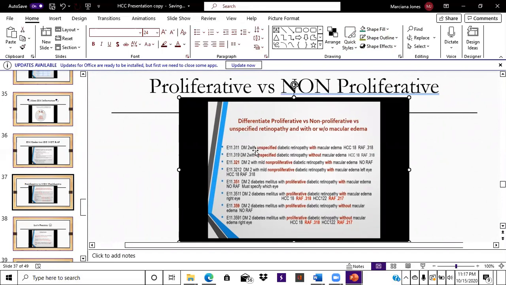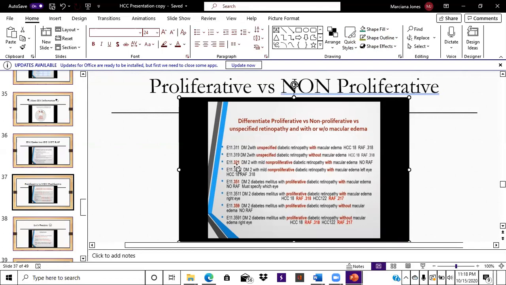E11.311, diabetes 2, unspecified diabetic retinopathy with macular edema. It does RAF. Didn't even have to put which eye. It does RAF. The unspecified does it, but think about it. If you get more specific, there's a higher RAF. So here again, E11.319, same thing, unspecified diabetic retinopathy without macular edema. And it's the same RAF score, same category.